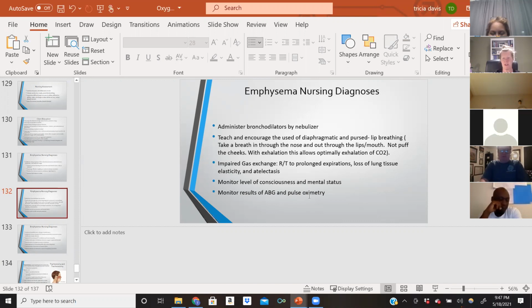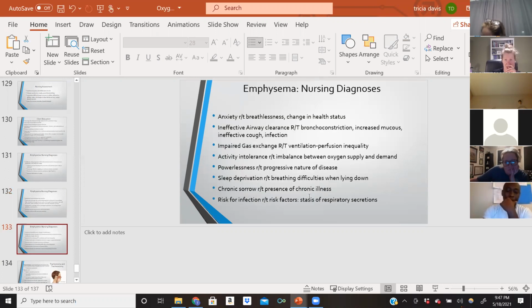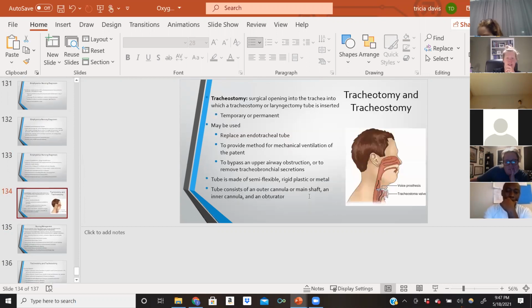We want to encourage them to use diaphragmatic and pursed lip breathing. So take a breath in through your nose, out through your lips and mouth. Do not puff your cheeks. With exhalation, this is going to allow optimal exhalation of all that carbon dioxide. So we're going to see impaired gas exchange related to prolonged expirations, a loss of lung tissue and atelectasis. We're going to monitor the level of consciousness and mental status and monitor the results of ABGs. These are all your nursing diagnoses. I'm not going to read over these. You guys can read over these.